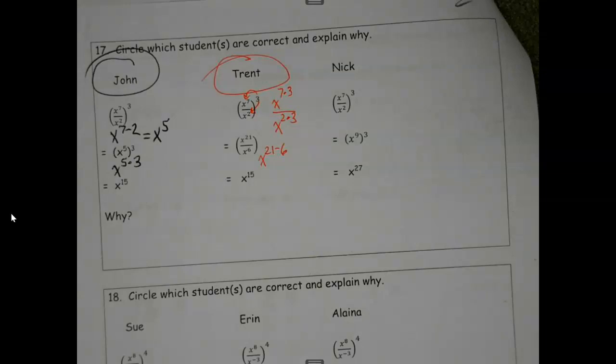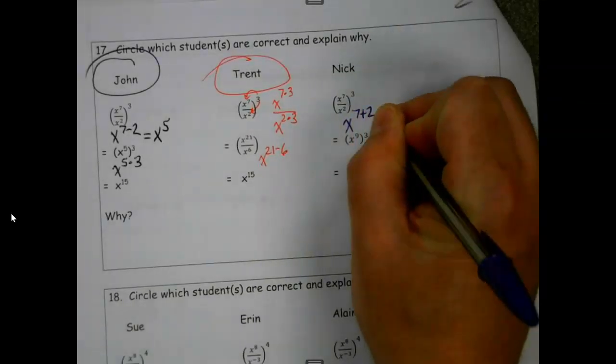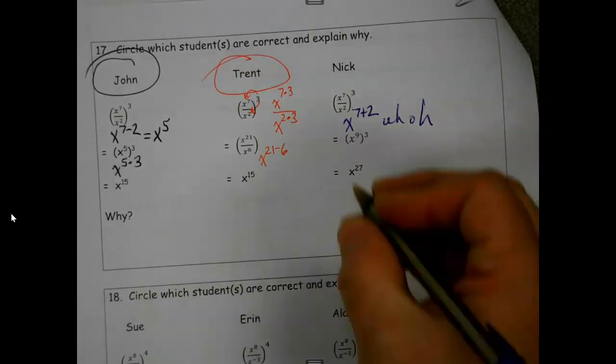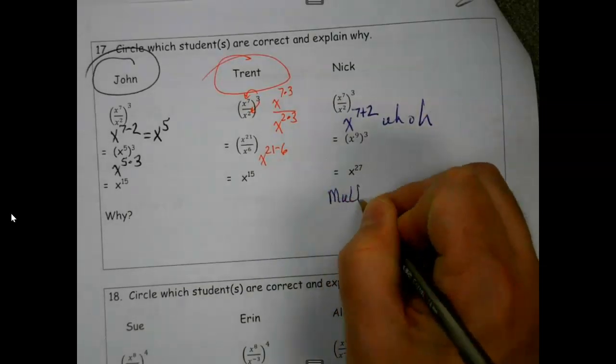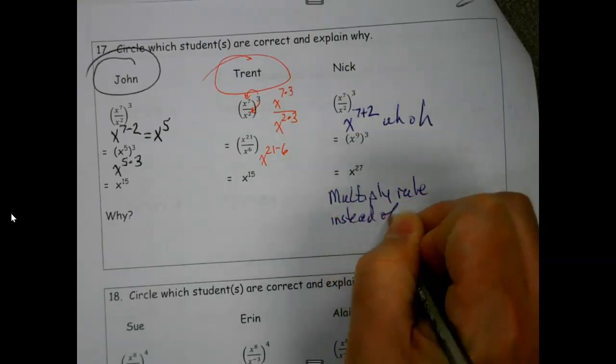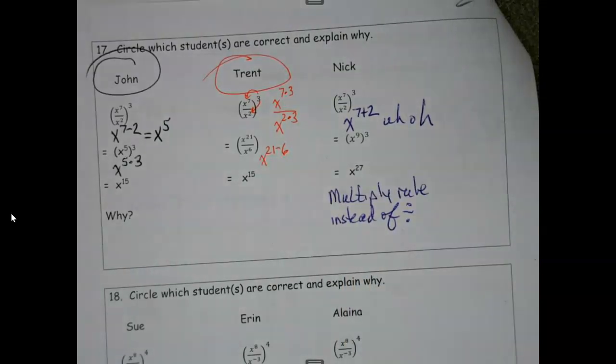Now, let's see what happened to Nick here. It looks like Nick tried to simplify inside, but it looks to me that Nick did 7 plus 2. Nick got division and multiplication mixed up. And so, Nick, we need to do a little bit of an explanation. Okay, Nick's wrong. Why is he wrong? Because he did 7 plus 2, and he should have done 7 minus 2. Then he'd have been on top of it like John was. But this happens. It's how Nick learns.